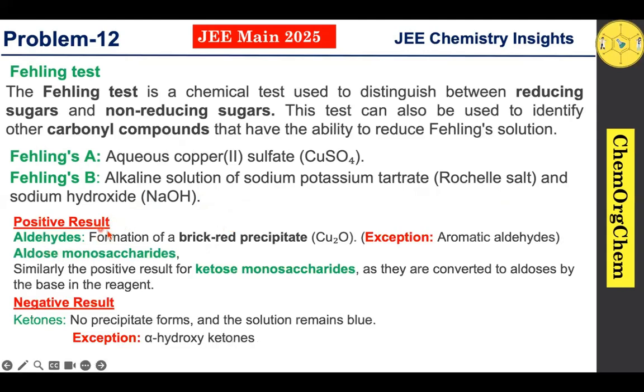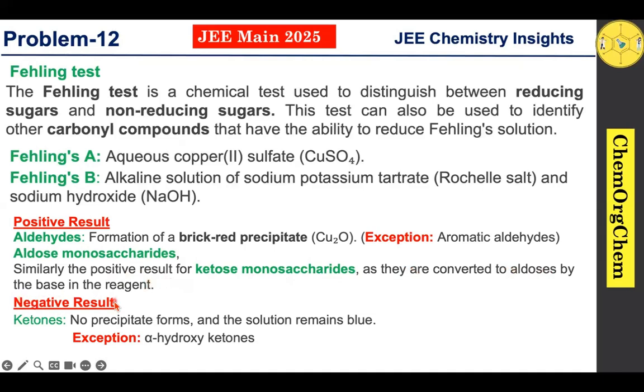In the case of a positive result, all aldehydes except aromatic aldehydes give a positive result for the Fehling test. Those aldehydes give a brick red precipitate of cuprous oxide, which means a positive result. Apart from aldehydes, all monosaccharides also give a positive result, and similarly ketose monosaccharides also give a positive result since they are converted to aldoses by the base in the reagent.